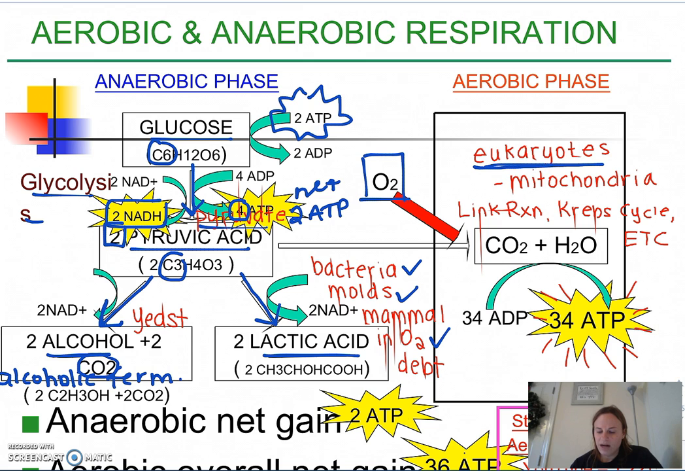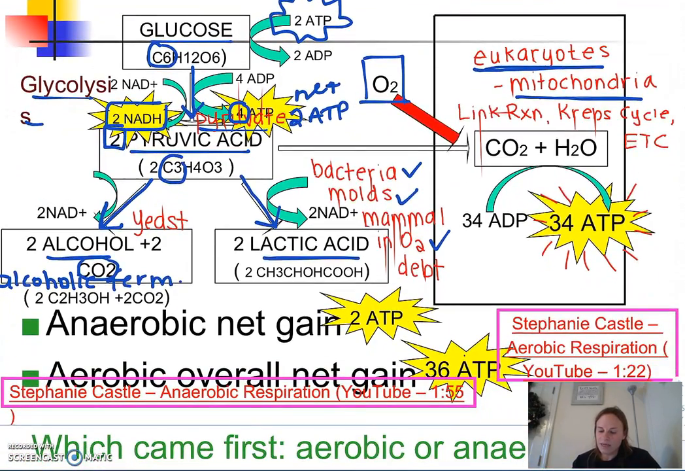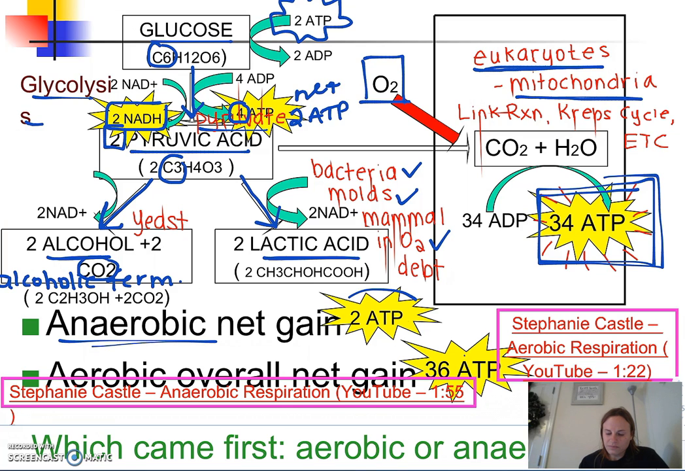Now, once time has passed and we have oxygen present in the atmosphere, we also have organisms that have evolved to have mitochondria, such as eukaryotes. Now we're able to do aerobic respiration. Aerobic respiration includes the link reaction, Krebs cycle, ETC, chemiosmosis. And from doing aerobic respiration, I'm going to get 34 ATP. So when I do anaerobic respiration, I get 2 ATP. When I do aerobic respiration, I get 36 ATP.